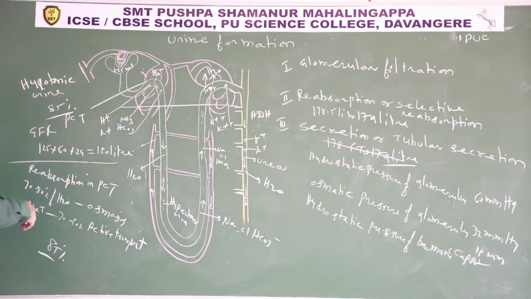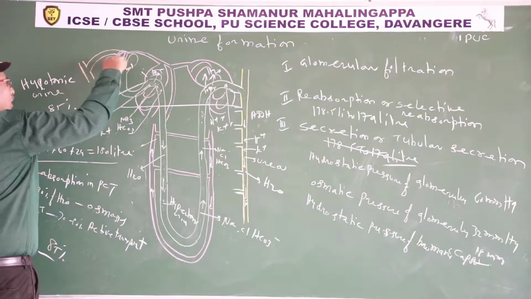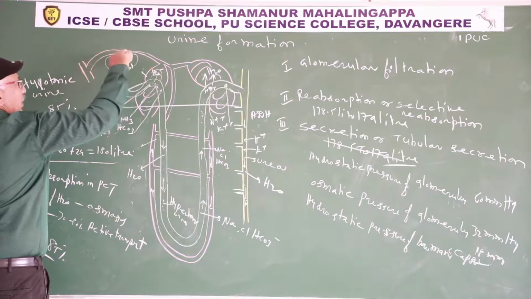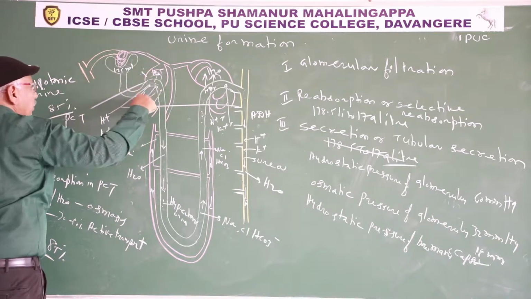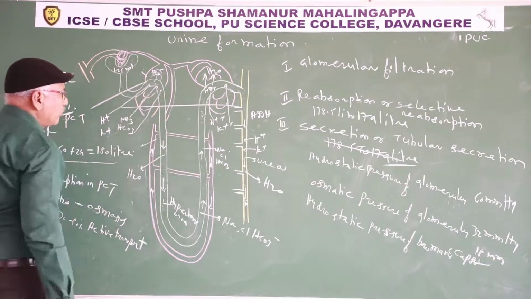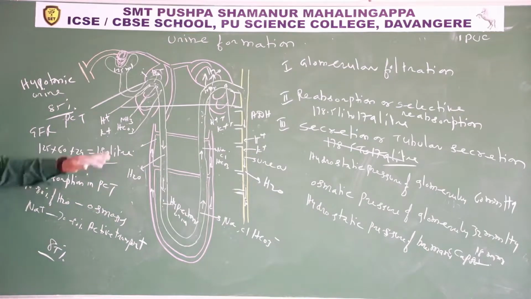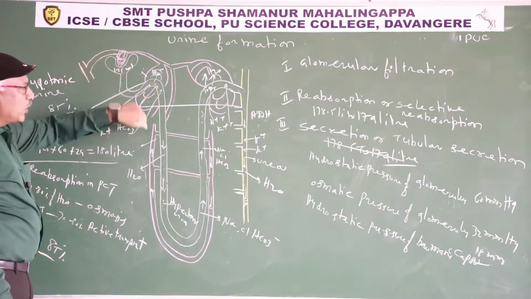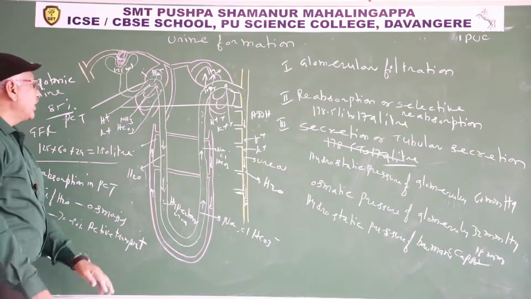Secretion or tubular secretion: due to 10 mm Hg pressure, only some substances escape. Most of the substances remain in the glomerulus. While the blood is passing through the peritubular network around the PCT, DCT, around the loop of Henle, some substances escape from the peritubular network into the cortex and medulla, and these substances enter the lumina of the nephron. This is known as secretion or tubular secretion.